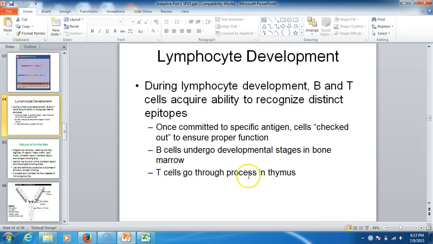Okay, so last time we looked mainly at the production of a B cell receptor, which is another name for an antibody, and how they rearrange their DNA to form that receptor. For the B cells, this happens in the bone marrow. For the T cells, as we just saw, it happens in the thymus.